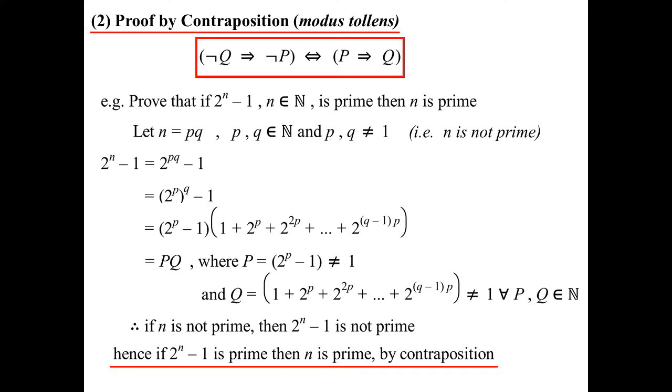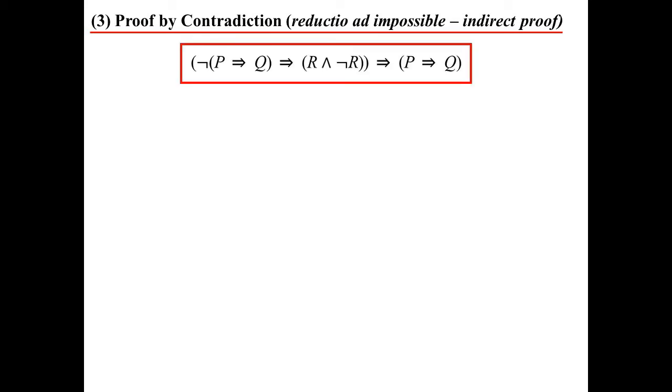So the third one is proof by contradiction, which you may recall we saw last year with proving the square root of 2 was irrational. Proof by contradiction, reductio ad impossible. It's an indirect proof. So we would start off assuming the opposite to what we want to prove. Remember, we want to prove P implies Q. So we're going to assume that not P implies Q. But that will lead to a contradiction. I have R and not R. And we say you can't have both. Can't be both true and false.